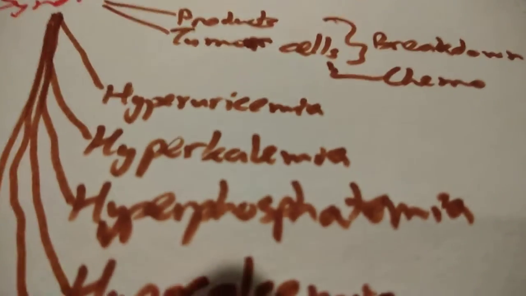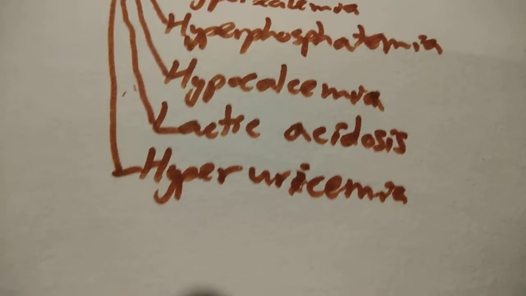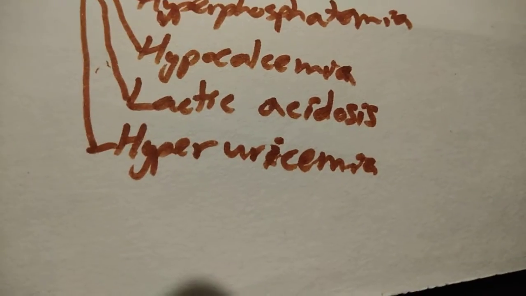In this case, it's urea. Here, it's potassium. Here, it's phosphate. Here, it's calcium. Here, it's lactic acid. And here again, it's uric acid, sorry, my bad. Right, so that's tumor lysis syndrome.